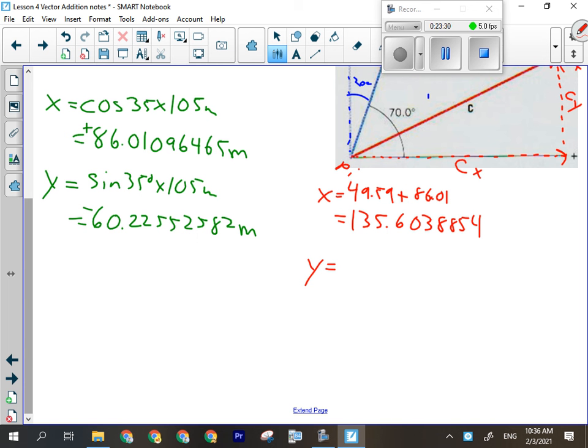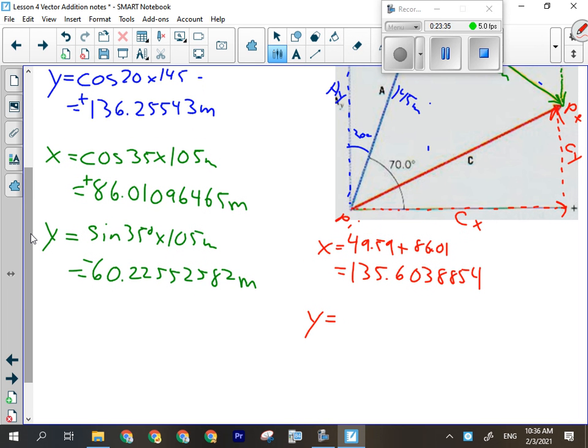Red y, or Cy, is going to be the sum of green y and blue y. But one of them's positive, one of them's negative. That's fine. So I'm going to take blue y, 136.25543, and I'm going to add to that negative 60.2255, whatever. Could I just subtract it? It'd be fine if you did that. But because it's called vector component addition, I always add the negative. It's up to you. You can subtract. You guys are smart enough to figure that out, unlike me who has to add the negative instead.